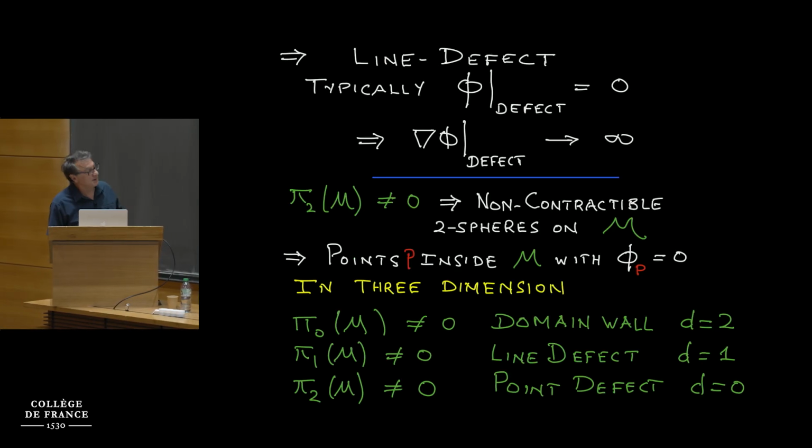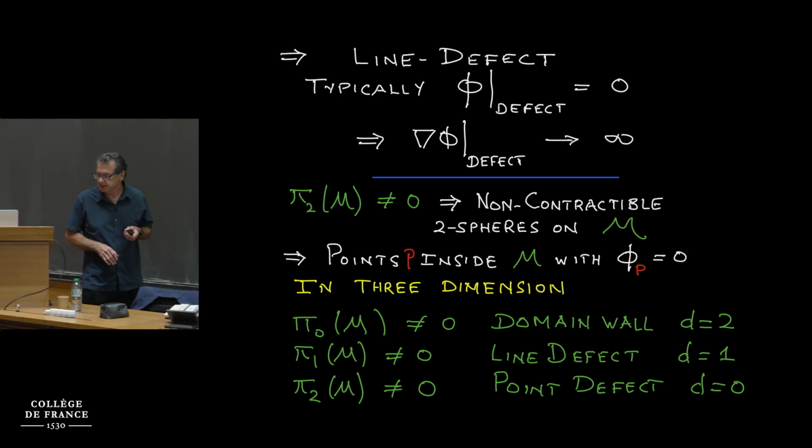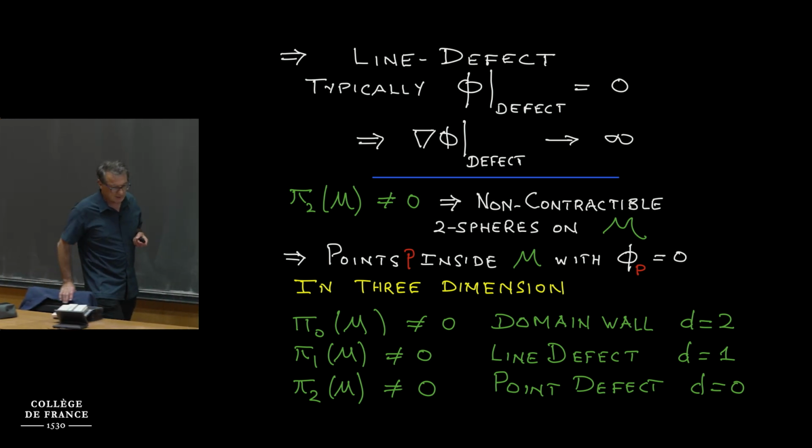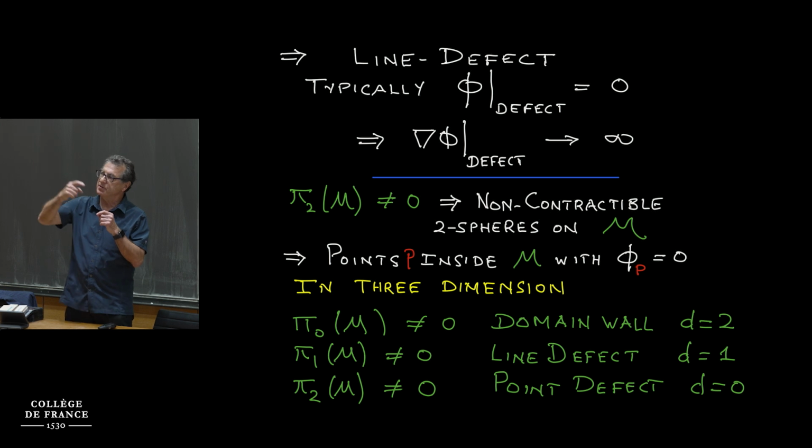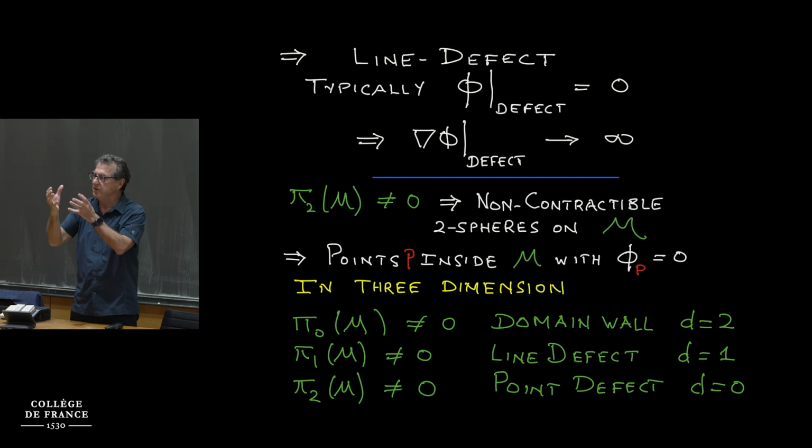Let's look at the case of line defects. Okay? So this will be non-vanishing pi1 living in a three-dimensional space. So how does that work? You have a three-dimensional loop on this manifold, and you contract it down. If you can contract it all the way down, staying on the ground state manifold, there's no obstruction.